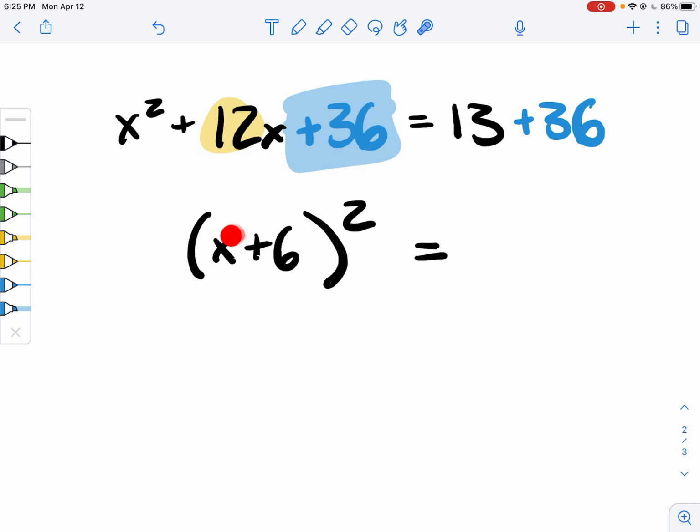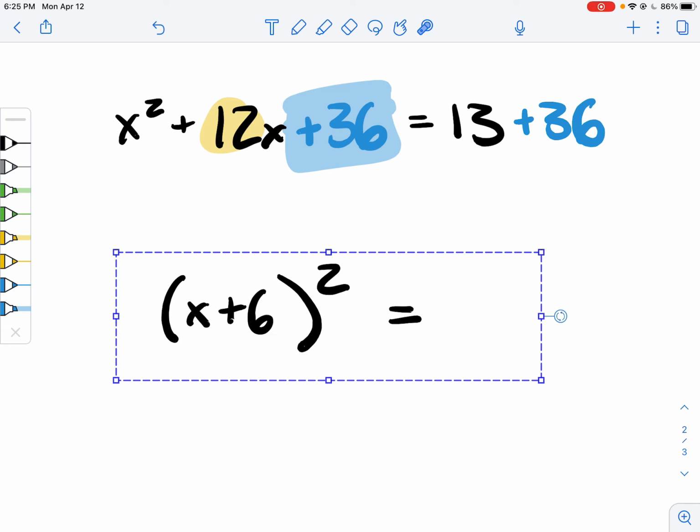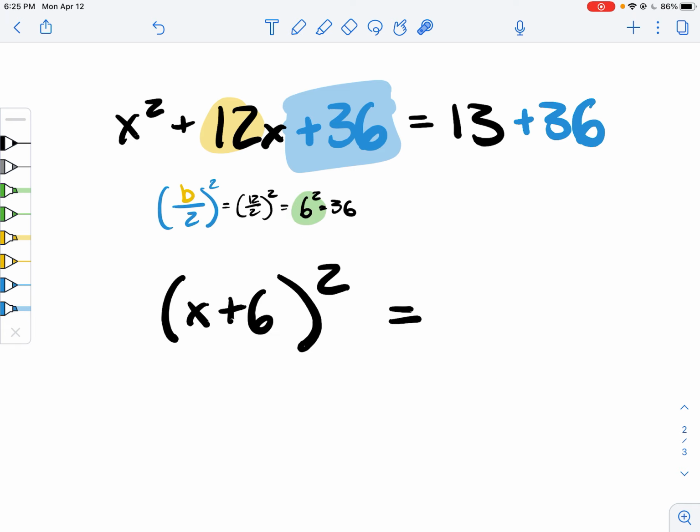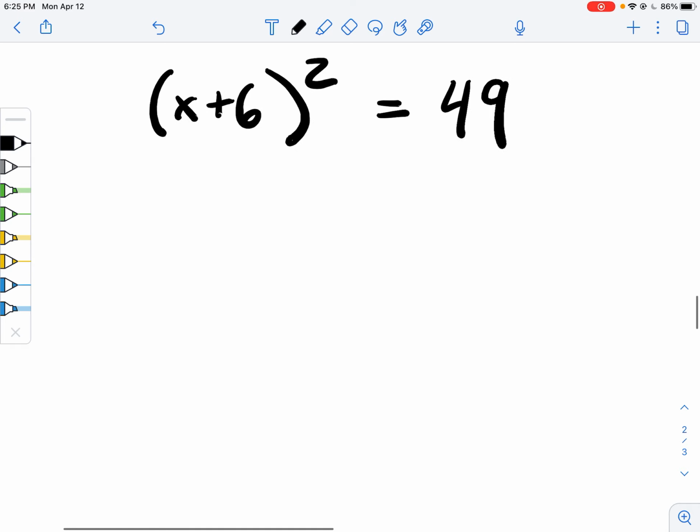If we FOIL x plus 6 times x plus 6, we get x squared plus 6x plus 6x plus 36, which comes out to this guy. Or if we factor this, we get this. So, same thing. Alrighty. Also, 13 plus 36 is 49. Sweet.